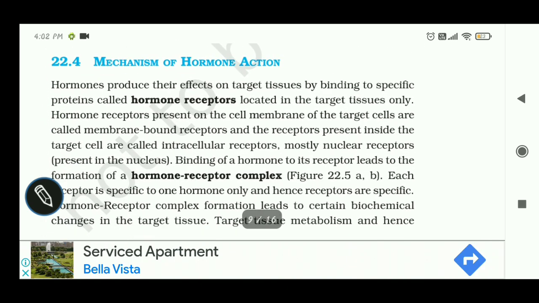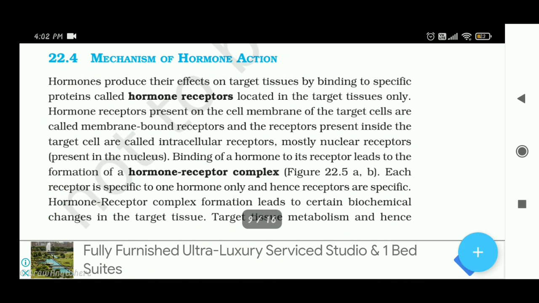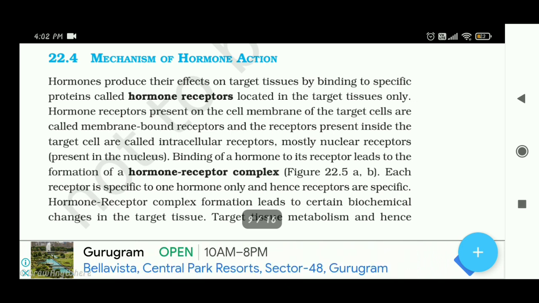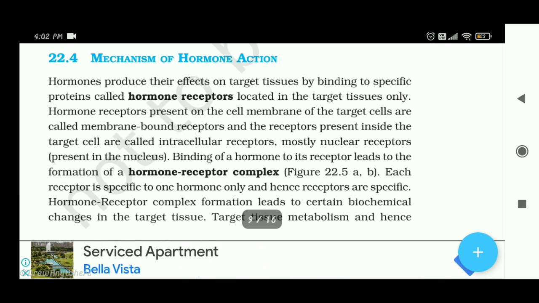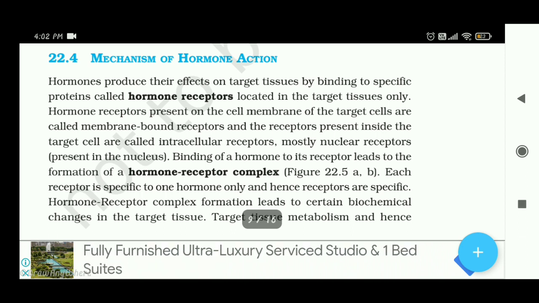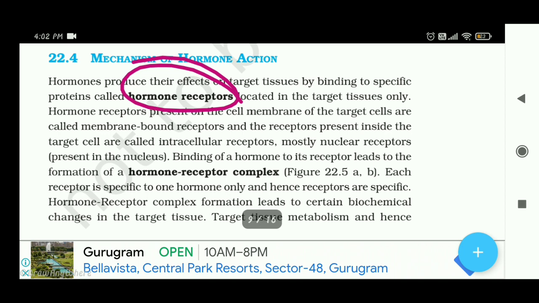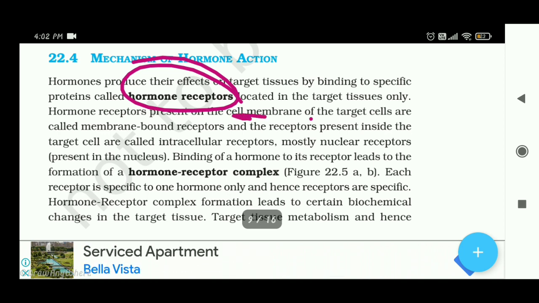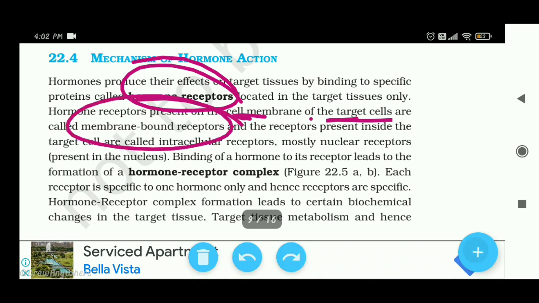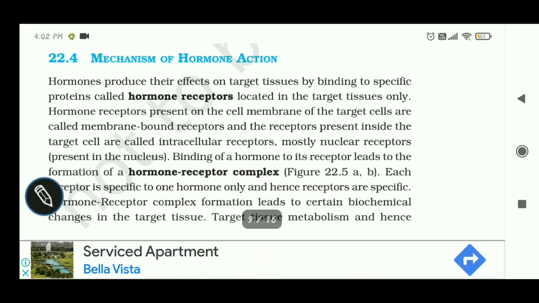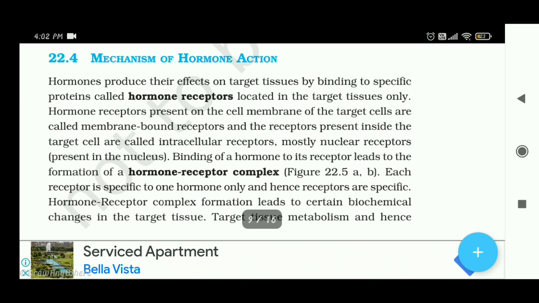Next we have mechanism of hormone action. These hormones produce their effects on the target tissue by binding to specific proteins which we call hormone receptors, located in the target tissues only. If it is present in the cell membrane of the target cell, then we call it the membrane bound receptor. And the receptor which is present inside the target cell, we call an intracellular receptor. Intracellular means inside the cell.